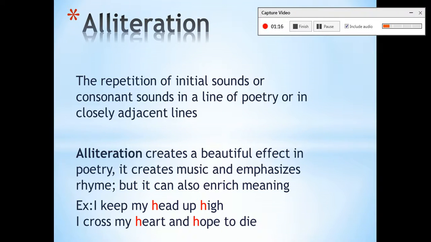So here's an example. All these examples are from Alright by Kendrick Lamar. "So I keep my head up high and I cross my heart and hope to die." So you see the repetition of the H sound in these two lines. So write it down.